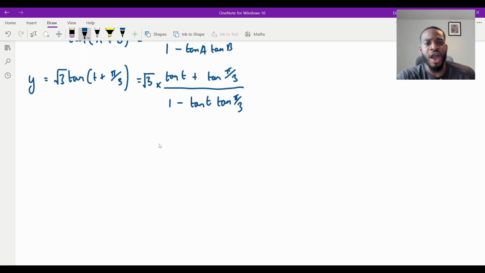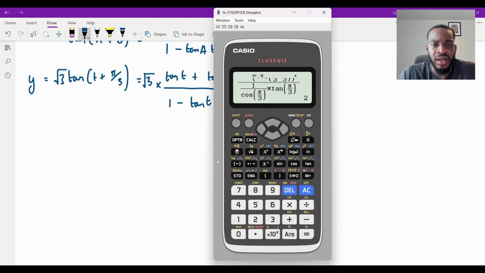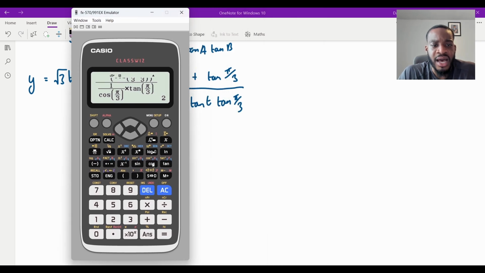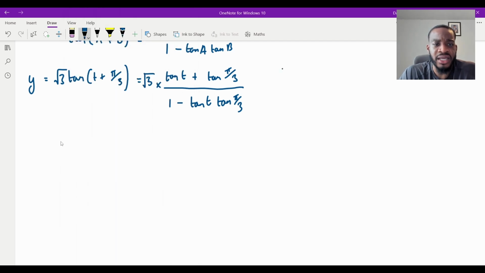I've got tan of pi over 3, and we can evaluate that. If I get my calculator and put that in, tan of pi over 3 is equal to root 3. So I can say that y is going to equal root 3 multiplied by tan t plus root 3, over 1 minus root 3 tan t.